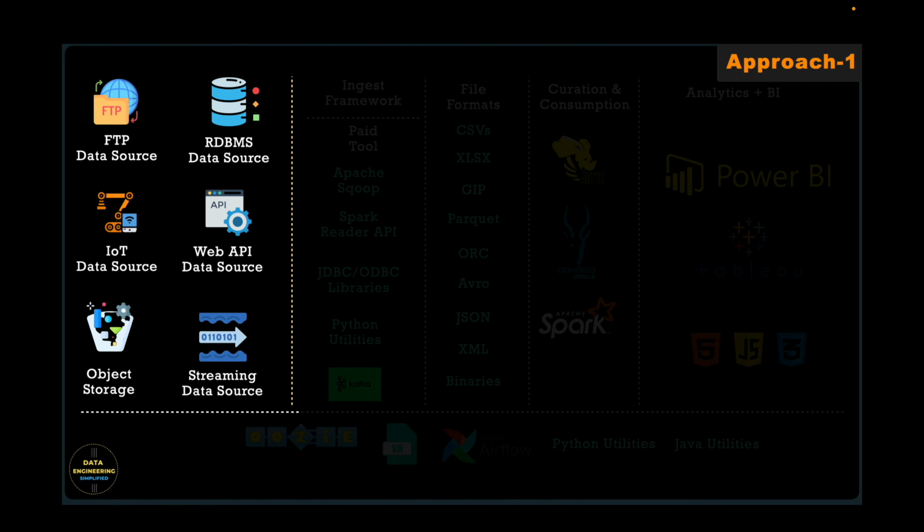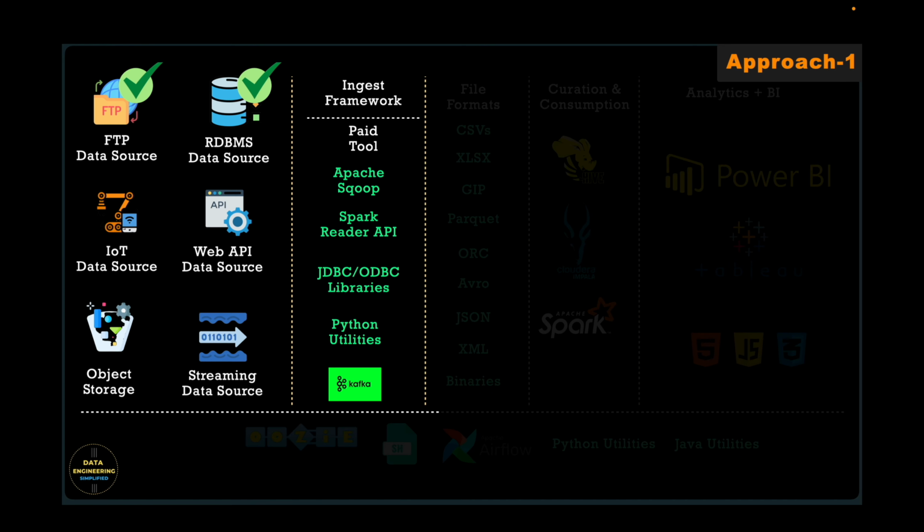During this step, it is possible that you will identify two data sources related to this subject area. The first one might be a relational database system, and the second one could be your FTP location. You are pulling data from both these data sources. It is crucial to list down how they are pulling data from these data sources. Are they utilizing an in-house built ingest framework, a paid tool, Apache Sqoop, or a JDBC/ODBC driver?